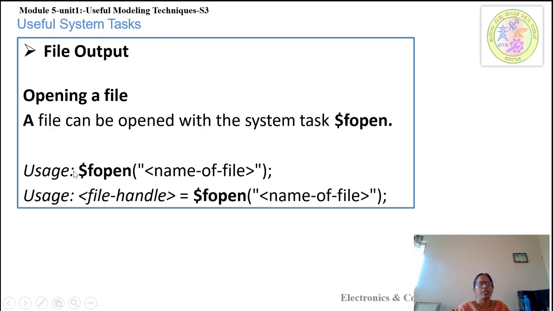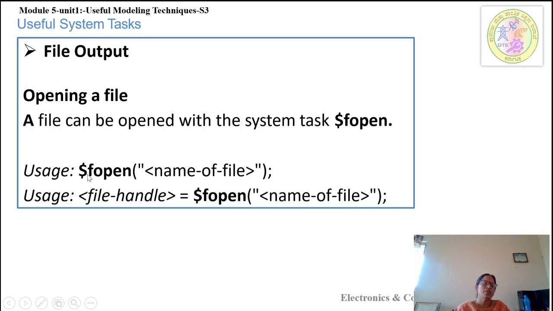$fopen is going to return a 32-bit value, a file descriptor, that is a multi-channel descriptor, which is assigned to a value, that is a file handle. This is an integer file handle, nothing but an integer value, and in $fopen, within the double quotes, we give the name of the file with the extension. This explains how it is going to work.